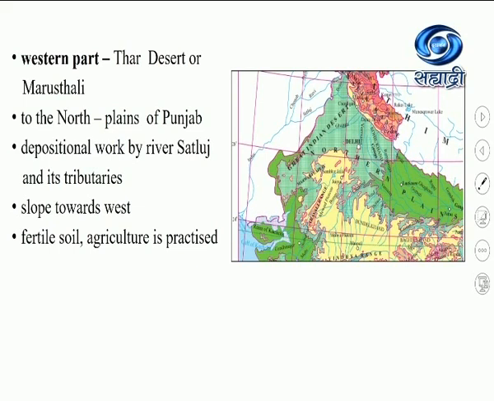Now we all know that Punjab or Panchanad has been drained by the five rivers. So the depositional work of river Satluj and its tributaries have made this area a very fertile plain land. Now this particular region slopes towards the west, and this area is under agriculture. So this is the western part of the plain region.